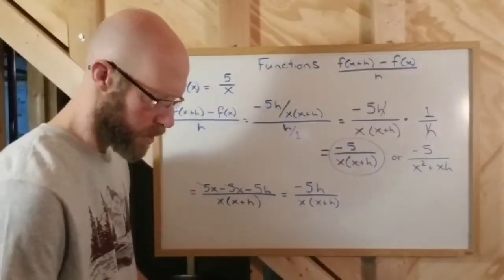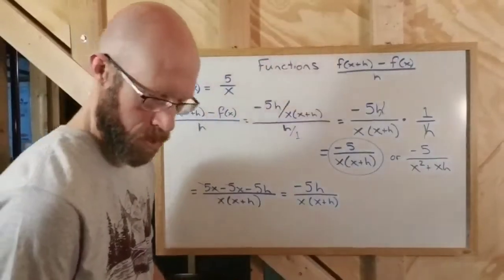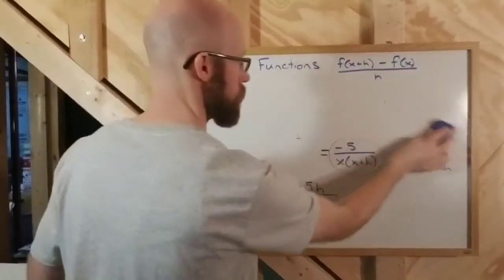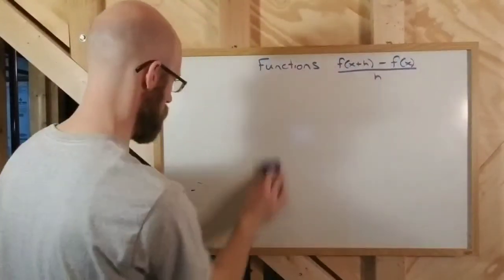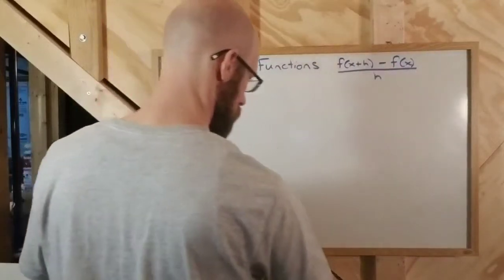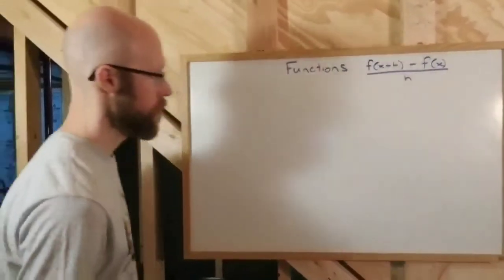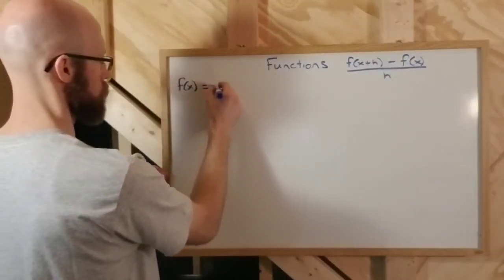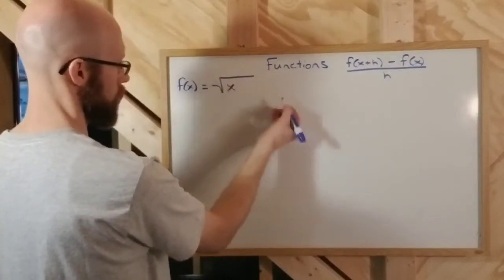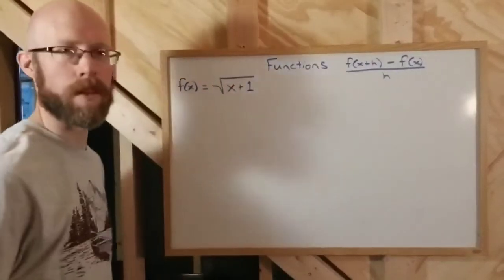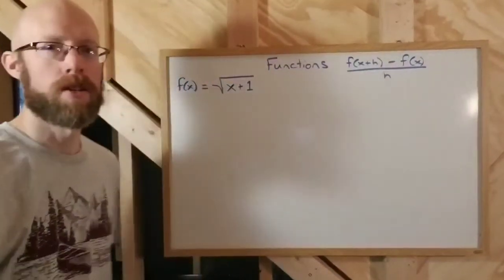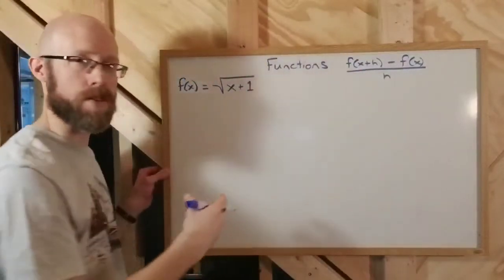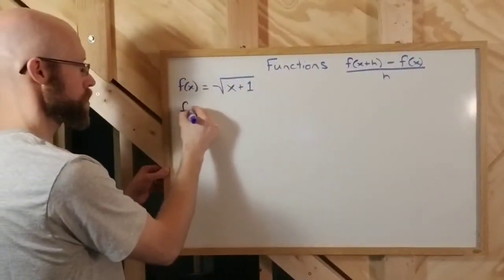Okay, so let's try another example. We'll choose one that has a root in it next, just so you can see how that works out. So let's try something like f of x equals the square root of, I don't know, x plus 1 maybe, something like that. Just not too crazy. So square root of x plus 1. So again, we're going to break this down in steps. We're going to find f of x plus h first.